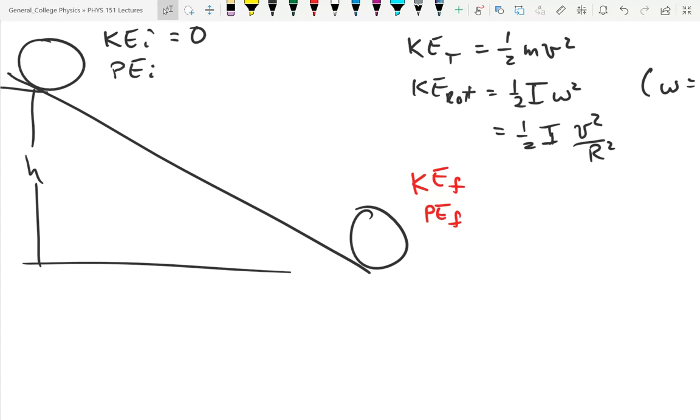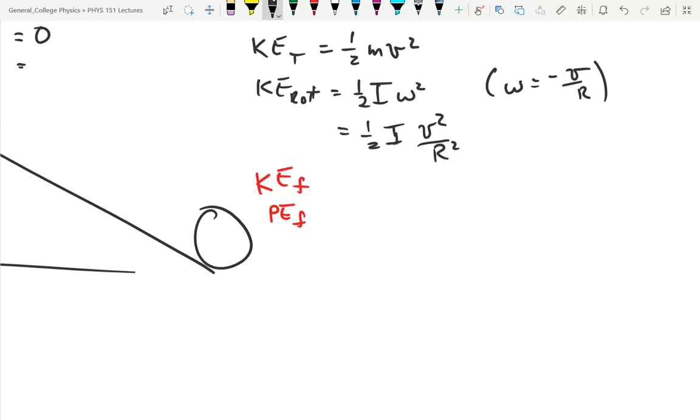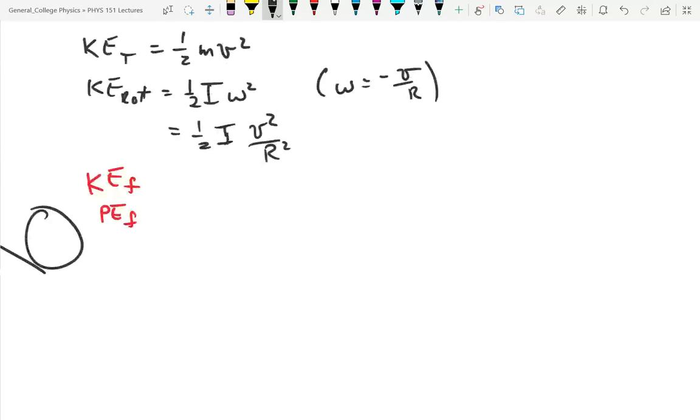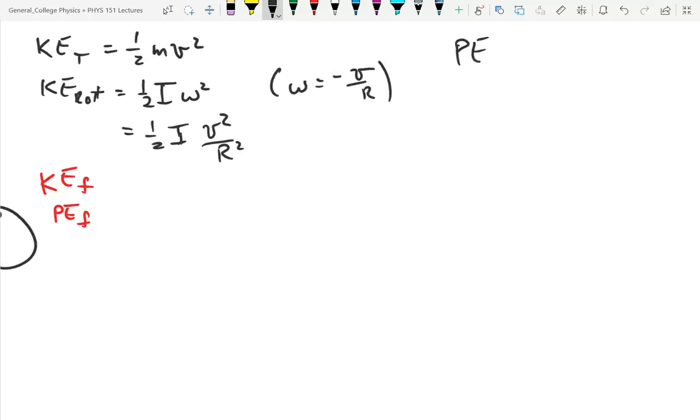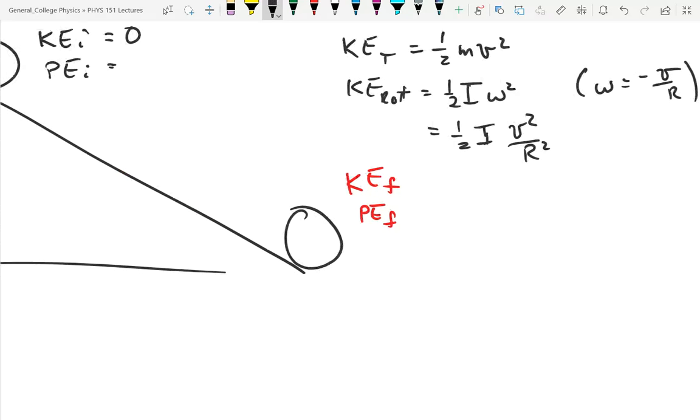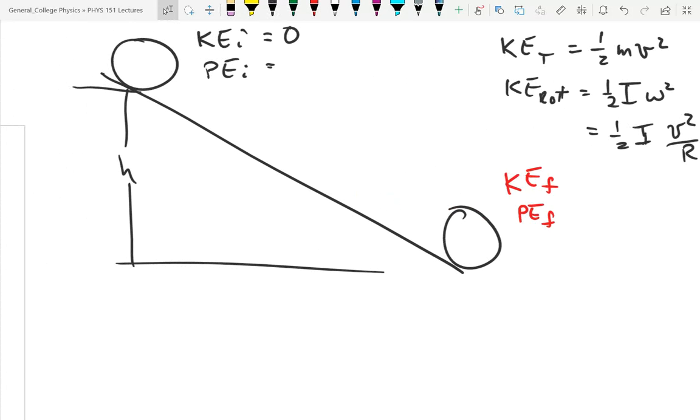So V was 0 in both cases. So kinetic energy initial was 0. No problem. What about the potential energy initial? What's the equation for potential energy? Mass times gravity times height. Force times distance, right? Work. So here its height is h, so it has potential energy of mgh.